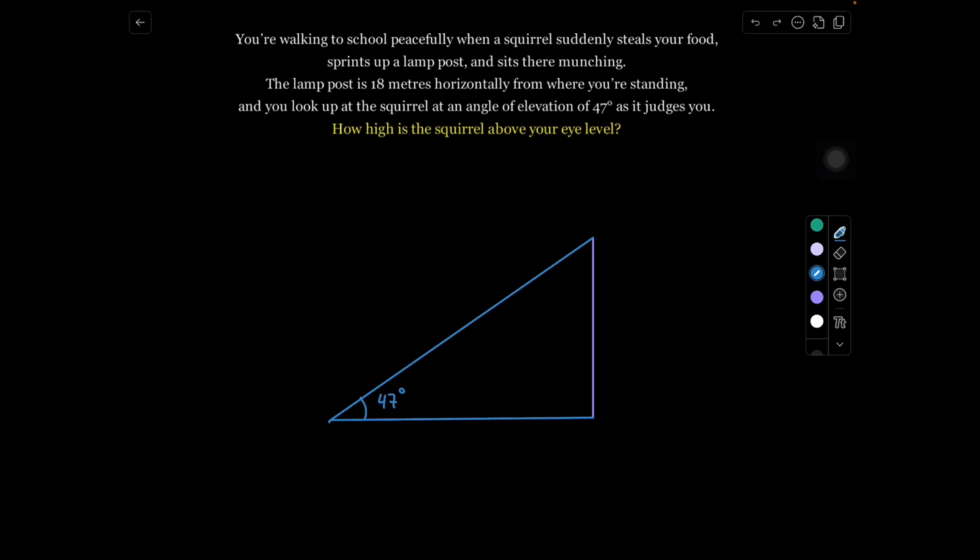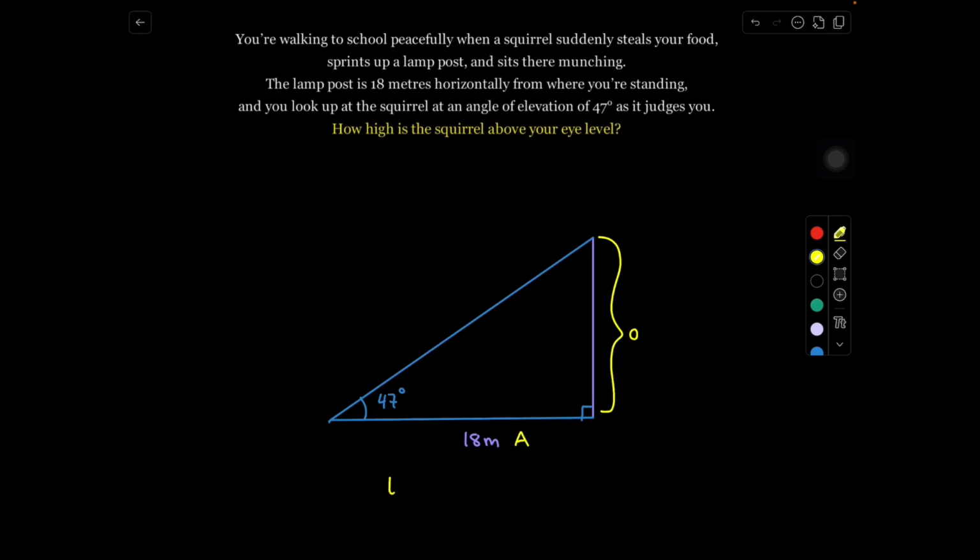Okay, and now what happens is you form a right angled triangle, and it says the lamppost is 18 meters horizontally from where you're standing. So you know this length here is 18 meters. And it's asking how high is the squirrel above your eye level. So we need to figure out this length here. Now this is opposite because it's opposite our angle, and this is adjacent because it's right next to that angle. So this is A. So using SOH CAH TOA, TOA is what relates here.